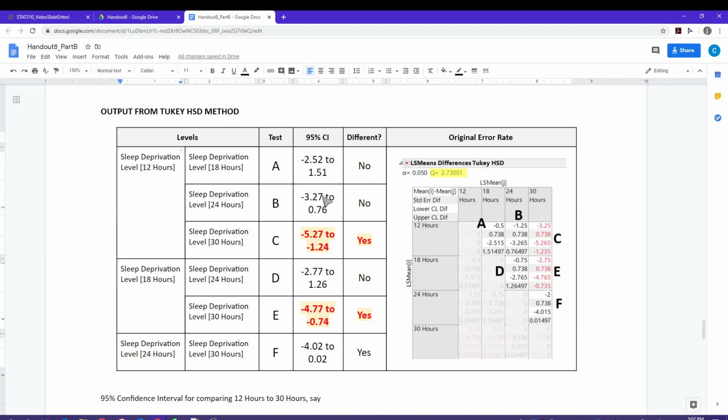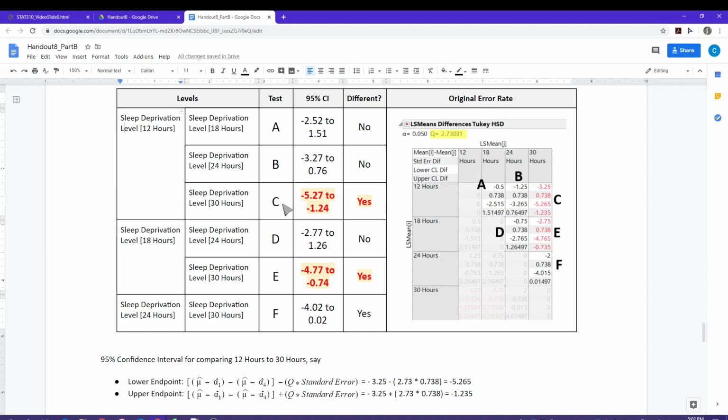So they're not statistically different from one another. Test B, that captures 0. Goes from a negative up to a positive. So that's not significantly different. However, test C does not capture 0. Goes from negative 5.27 up to negative 1 or so. Does not capture 0 there. So those would be different from one another. And then the 18 to 30 are different from one another as well.